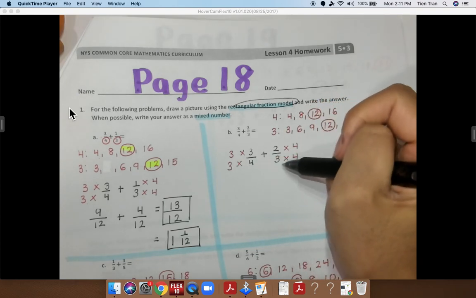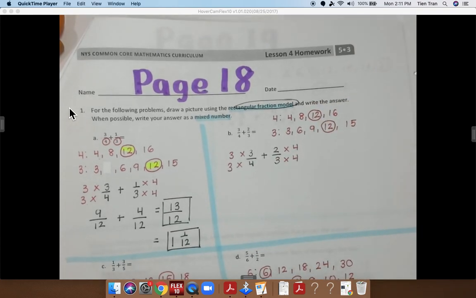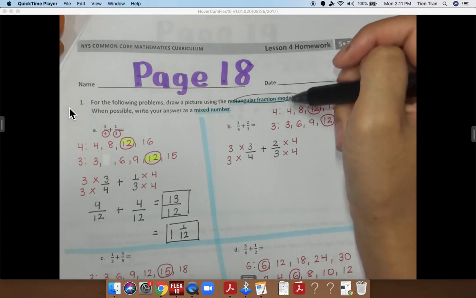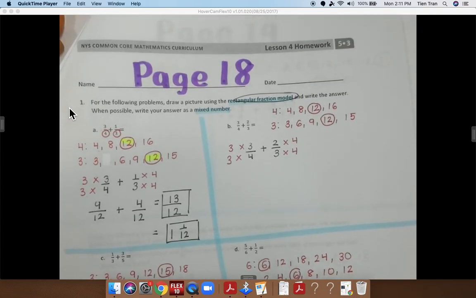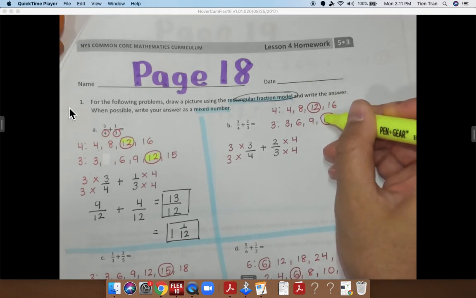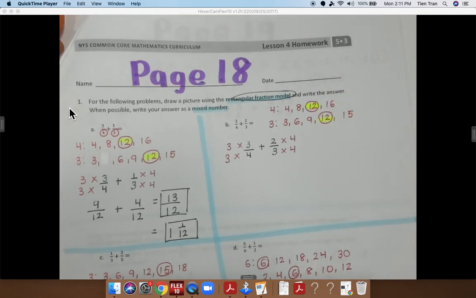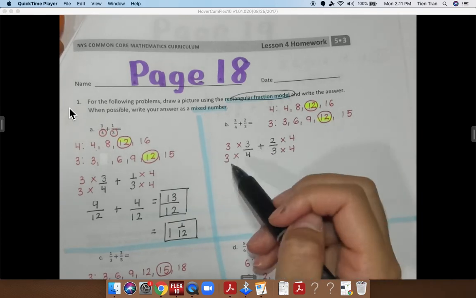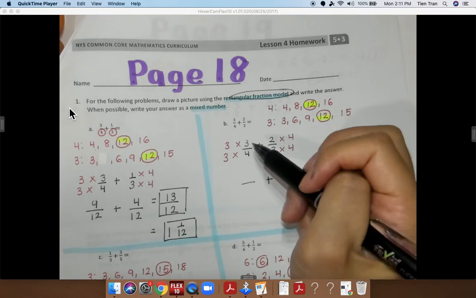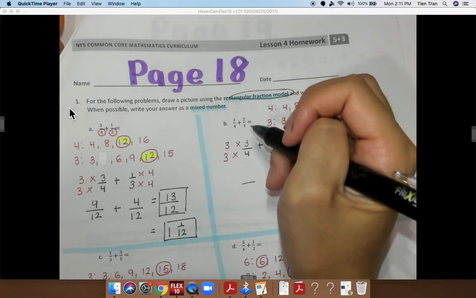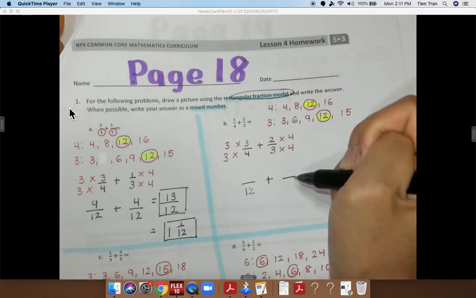I'm going to change my denominator into a denominator that can be the same. So for 4, I'm skip counting 4, 8, 12, 16. For 3, I'm skip counting 3, 6, 9, 12, 15. And I notice that the lowest common denominator is 12. So I'm going to make sure I multiply my bottom number to get 12. So 4 times what is equal to 12? 4 times 3 is equal to 12.